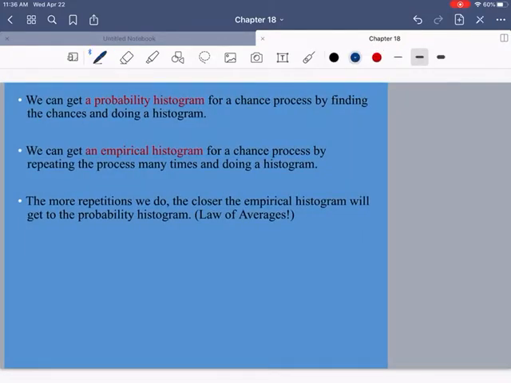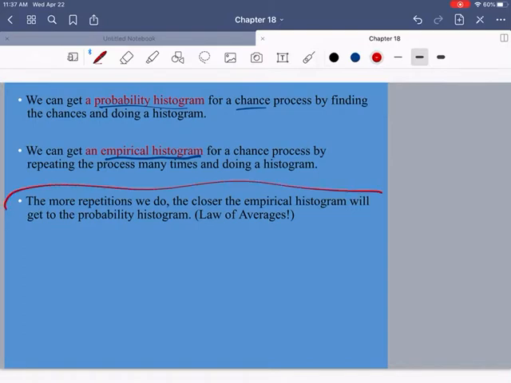So yeah, probability shows the chance, and you do that by calculating that chance and then making a histogram for it. The empirical histogram we talked about on the first slide shows what actually happened. So if I repeat an experiment over and over and over again, then I can make an empirical histogram to show how many times I actually did get each of the different sums of the dice.